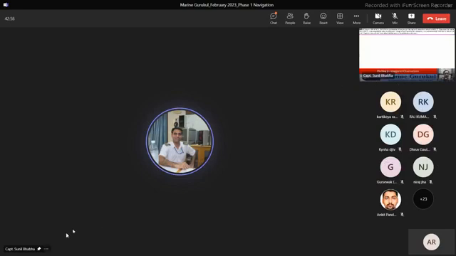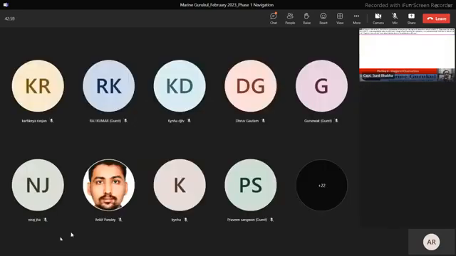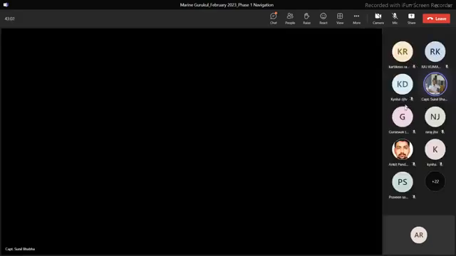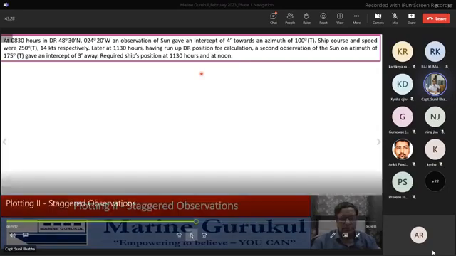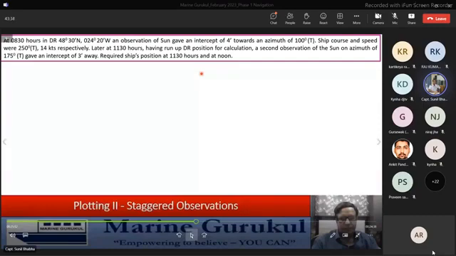Later at 11:30 hours, having run up DR for calculation, please pay attention to the phrase, having run up DR for calculation, a second observation of the sun on azimuth of 175 degrees true gave an intercept of 3 minutes away. Required ship's position both at 11:30 hours as well as at noon. Now, first we'll draw a rough diagram to figure out what is to be transferred and then mathematically calculate the transferred position. Beta, you can give a reading to the question and just share with me if you have any doubts.